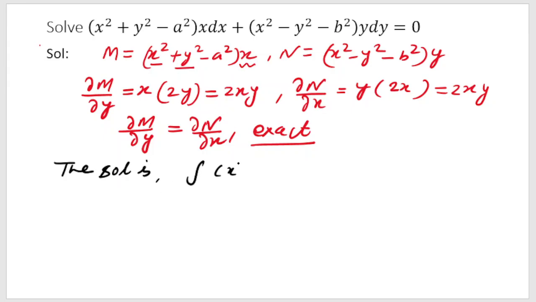M is x cube plus xy square minus a square x. I hope you got it. We have x here, so I multiplied it so that it is clear to you, and we have to keep the other term, that is y, as constant. And in N we have to take only those terms which do not contain x.